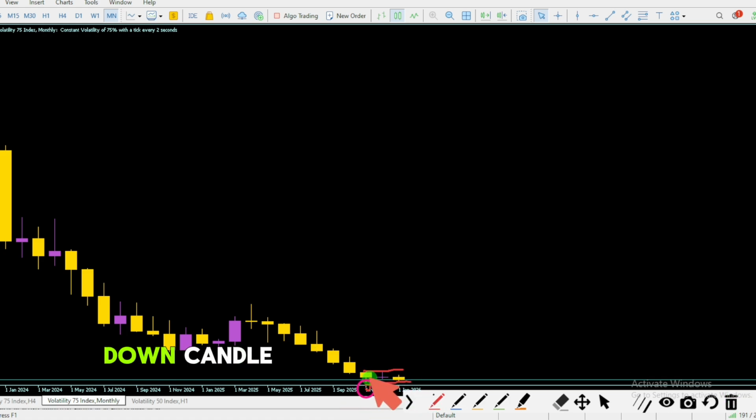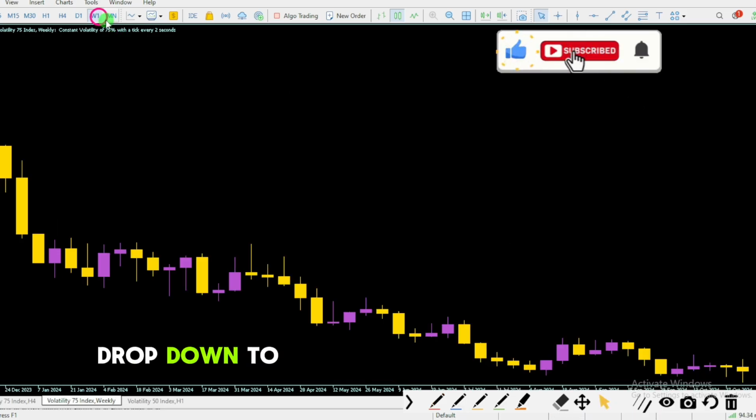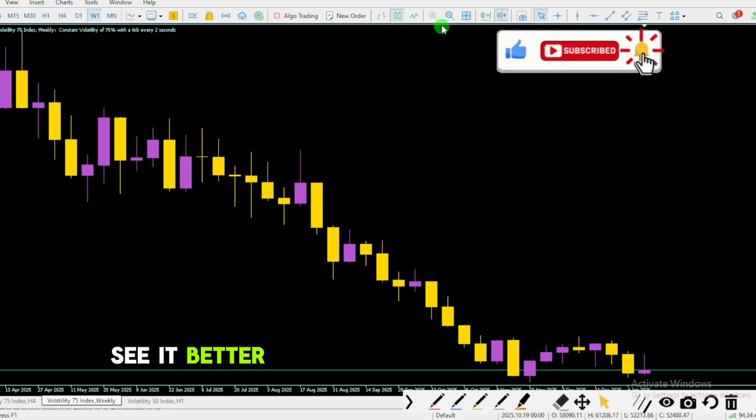It printed this down candle. The next candle failed to break the high or the low, and that is what tells me that the market structure on the monthly time frame is currently in a range. So we drop down to the weekly time frame so we can see it better.